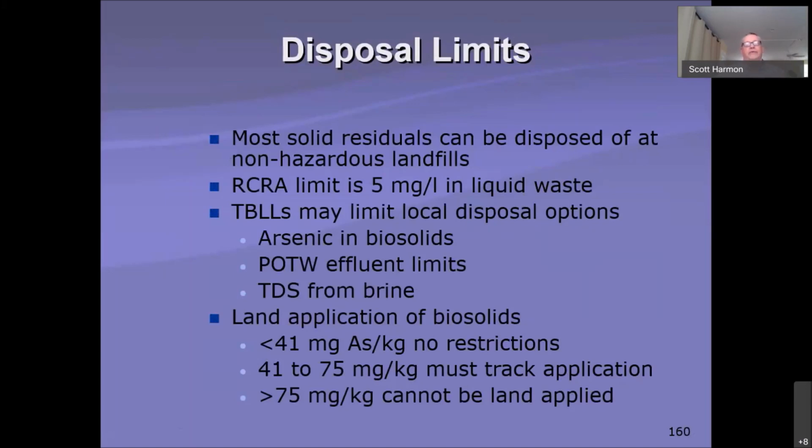Land application of biosolids, and this is an issue nationwide, particularly in the wastewater field right now. There's some land application limits. You can see they change a little bit based on where they can be applied. Some of them have no restrictions. You have tract land application, and then if you get over to that 75 milligrams per kilogram, it couldn't even be land applied at that point.